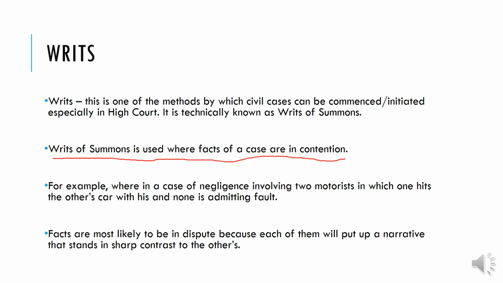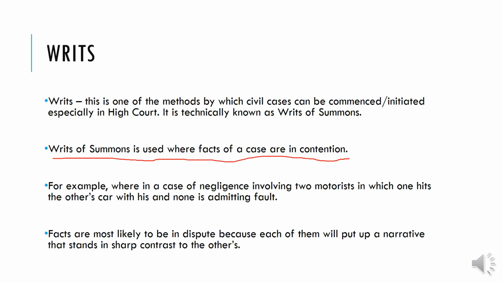For instance, if two vehicles are involved in an accident and none of the two drivers is ready to admit responsibility, so they are coming up with different narratives. This one is saying, oh, he drove this way and that's why the accident happened. No, he was the one at fault. No, I was not the one at fault. So they are giving different accounts of what has happened. If that case gets to court, then it will be better dealt with through writ of summons, because other modes of commencing a civil case will not be applicable in that regard.